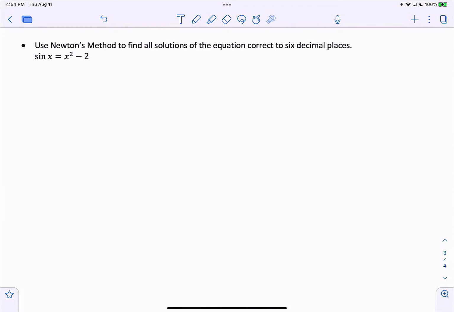Use Newton's method to find all solutions of the equation sine of x is equal to x squared minus 2, correct to 6 decimal places. Remember that Newton's method is based on a recurrence formula: x sub n is equal to x sub n minus 1 minus f of x sub n minus 1 over f prime of x sub n minus 1.